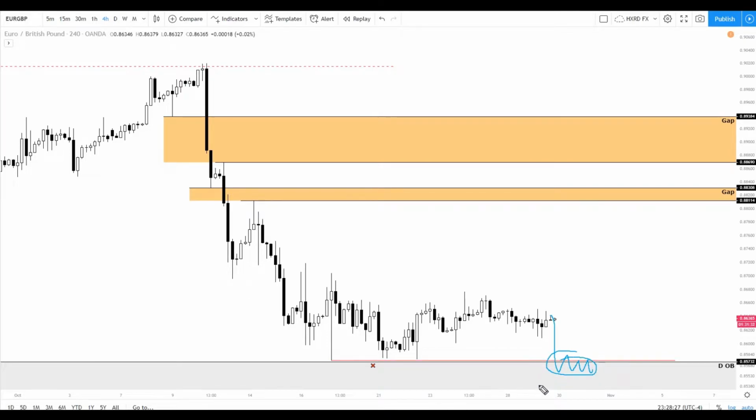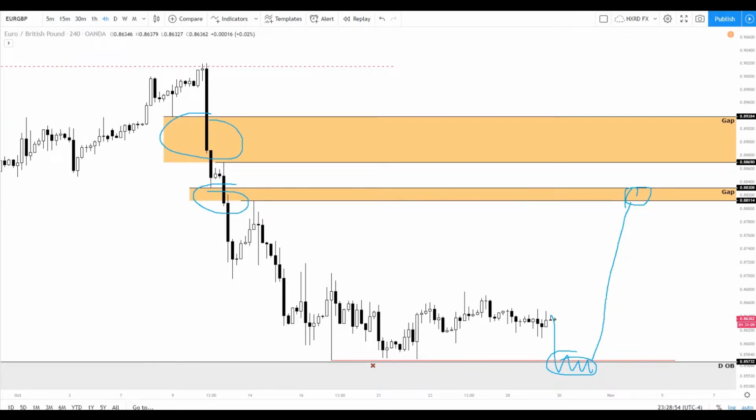We'll see what happens during London. I'm expecting a raid to happen down to here, and then we'll see a retracement up to fill these gaps right here, and this daily gap right there. So I'm expecting the euro to be very bullish if this does happen. We're probably going to see an explosion up in the euro USD.